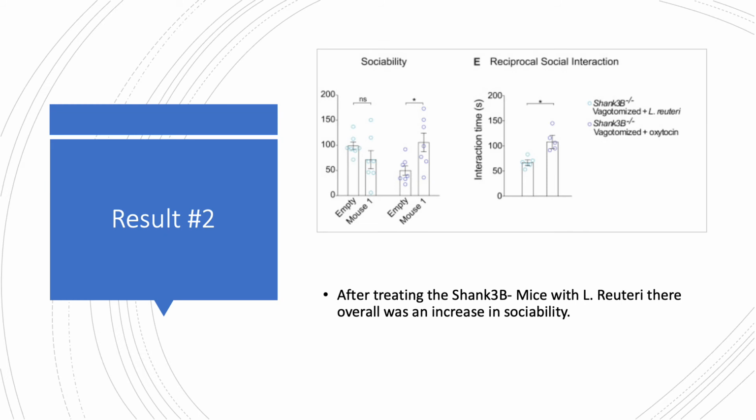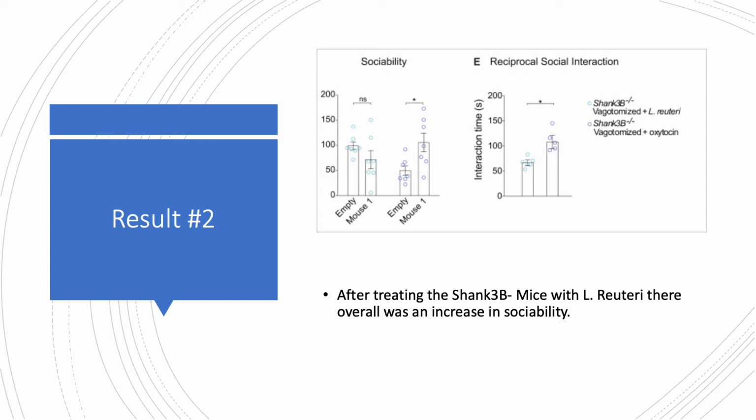Alright, on to result 2. After treating Shank3B- mice with L. reuteri, there is an overall increase in sociability. The behavior of the Shank3B- mice even mimicked the behavior of the control mice. Furthermore, L. reuteri was not just found to reverse the ASD sociability deficits in one particular ASD animal model, but all 3 ASD animal models: genetic, environmental, and idiopathic.